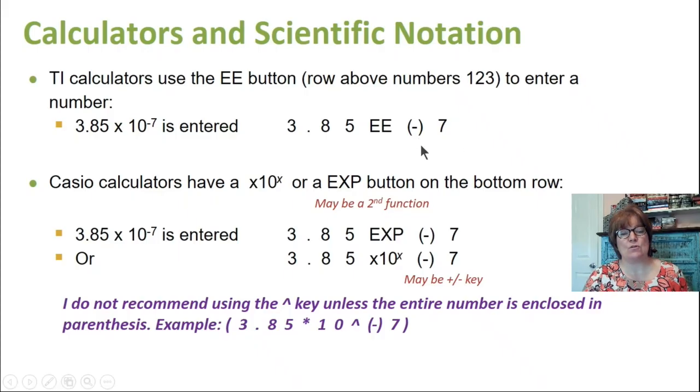Also be careful that your calculators will often have two kinds of negatives. One is the negative indicating the sign, and that's often in parentheses, or maybe a plus-minus key. The other one is the operation subtract. On a scientific calculator, you generally have two buttons, one for sign and one for the operation subtract. Make sure you use the right one at the right time. So in these cases, we'll be using the negative sign button.